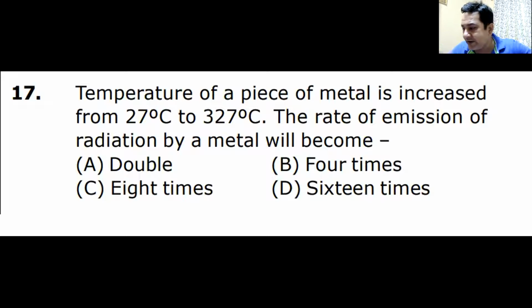The question goes like this, very simple. The temperature of a piece of metal is increased from 27 degrees Celsius to 327 degrees Celsius. The rate of emission of radiation by this metal will become how many times? The options are A, B, C, D: double, 4, 8, 16. What is the answer?